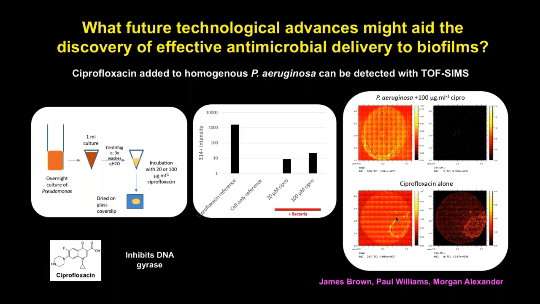But in order to measure where the ciprofloxacin is, we had to increase some of our technical skills and tools, and we used mass spectroscopy to see if we could find the ciprofloxacin. So in order to do this, we started off by drying onto a glass cover slip either ciprofloxacin or ciprofloxacin plus bacteria, and having a look in the mass spec, the TOF-SIMS, to see if we could find the ciprofloxacin. We could easily see it alone, and in the bacteria we could also see and detect it. And that was dependent on the concentration. So at the lower concentration, we saw less, and at the higher concentration we saw more.